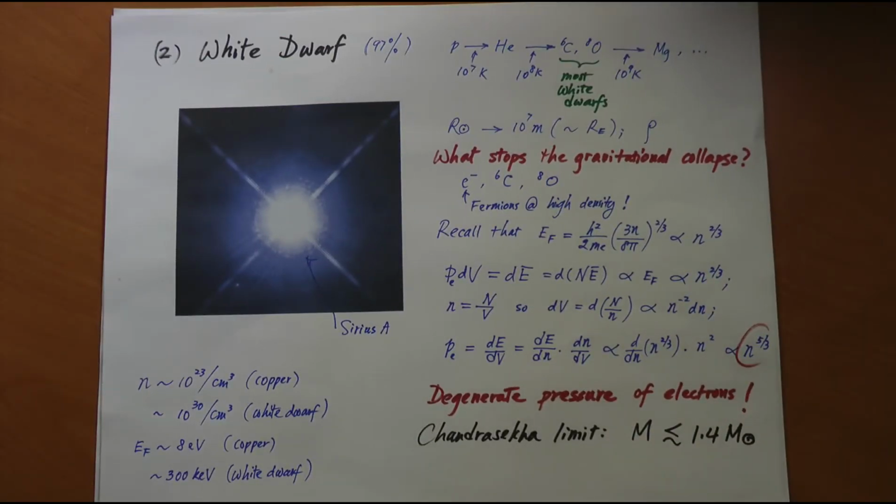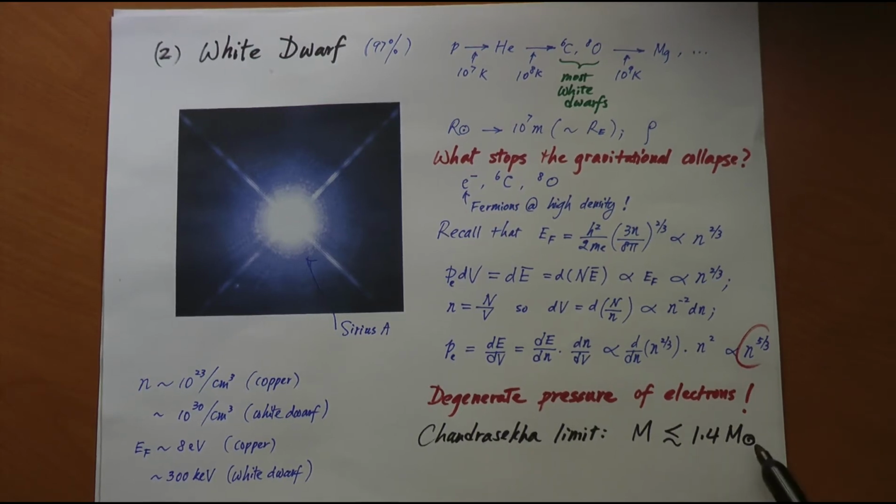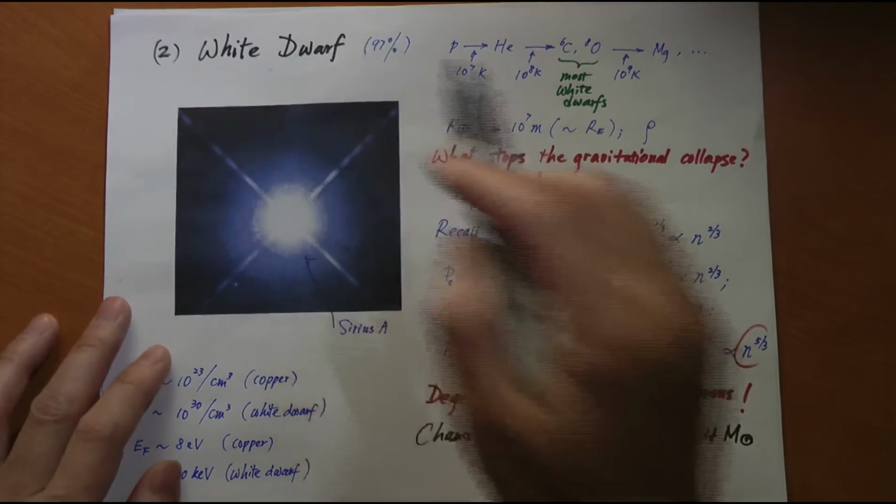Now, what happens next? Well, as the core continues to collapse, a lot of the matter got thrown out. For the case of our sun, about 40% of the mass got thrown out, but the core is still there, and the core starts to shrink and shrink. If you're not too massive, if the core has a mass below 1.4 solar masses, the sun is of course an example, then what's going to happen is that it's going to shrink to about the size of the Earth. We're talking about 10 to the 7 meters, and we'll end up with what's called a white dwarf.